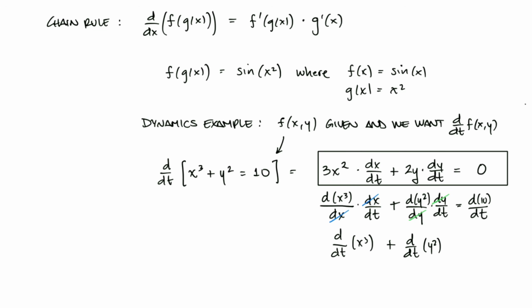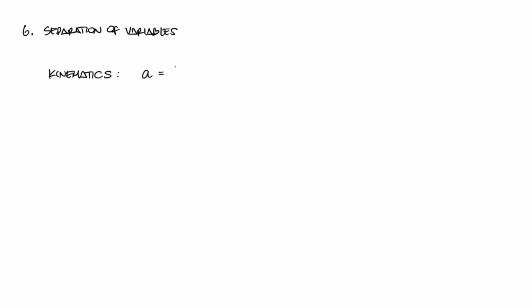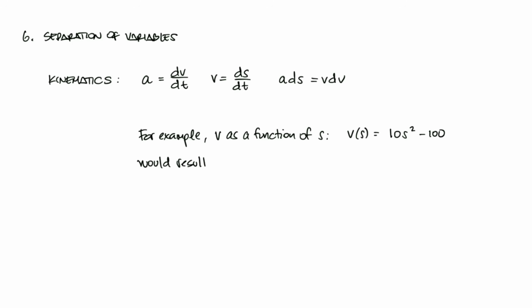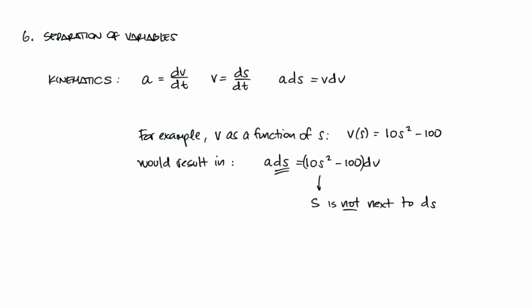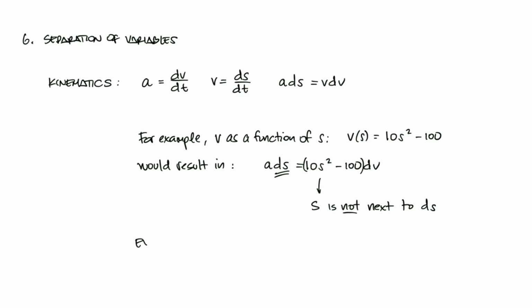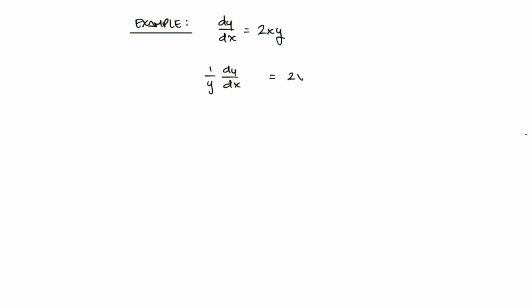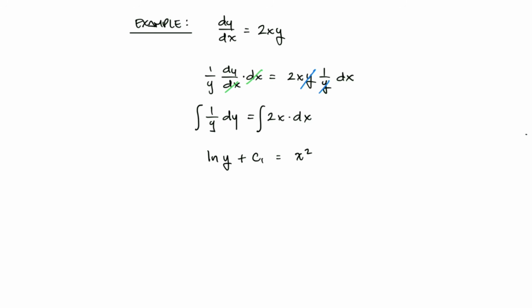We'll frequently use the equations a equals dv dt, v equals ds dt, and a ds equals v dv. Depending on how s, v, and a are defined, we can end up with variables and infinitesimals on opposite sides of the equation. For this reason, it's important to be able to easily apply separation of variables to solve these simple differential equations. As an example, if we have dy dx equal to 2xy, we would divide both sides by y and multiply both sides by dx to obtain 1 over y dy equal to 2x dx. This would allow us to integrate 1 over y with respect to y and 2x with respect to x.